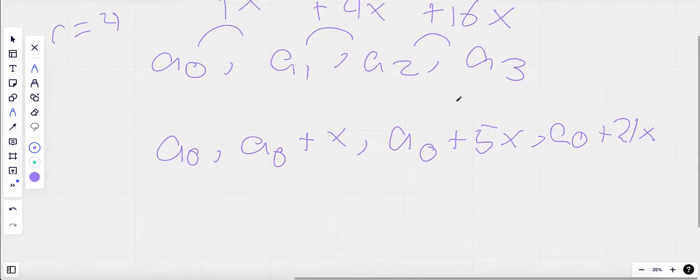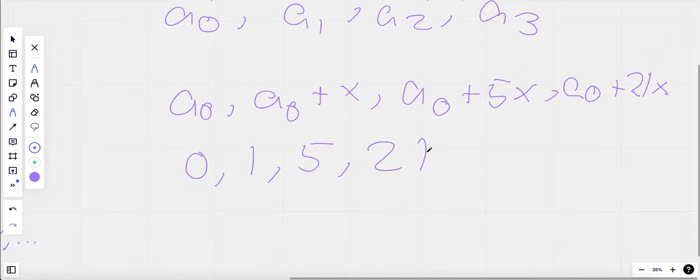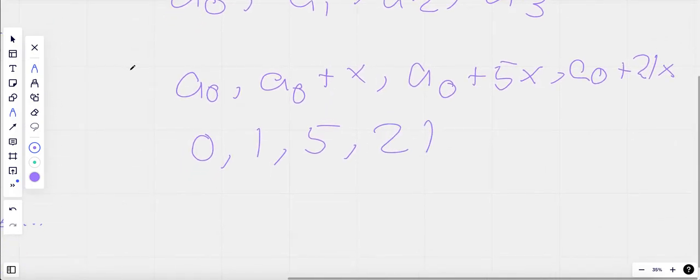Okay, and again, the coefficient of x, we want to see if we can capture what is the sequence emerging. And to do this, let's just write down the coefficients each time. Here, it's 0. Here, it's 1. Here, it's 5. And here, it's 21. And let's do a very similar thing in this case.